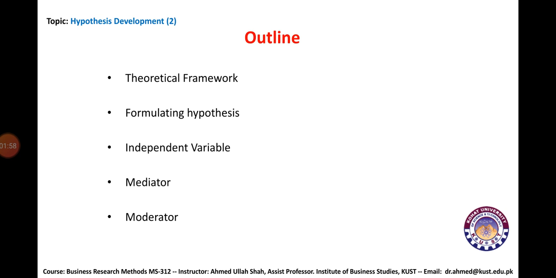Then we have also discussed null and alternate hypothesis. The null hypothesis states that there is no relationship between independent and dependent variable, while the alternate hypothesis is the opposite of the null hypothesis, and it states that there is a relationship between independent and dependent variable.